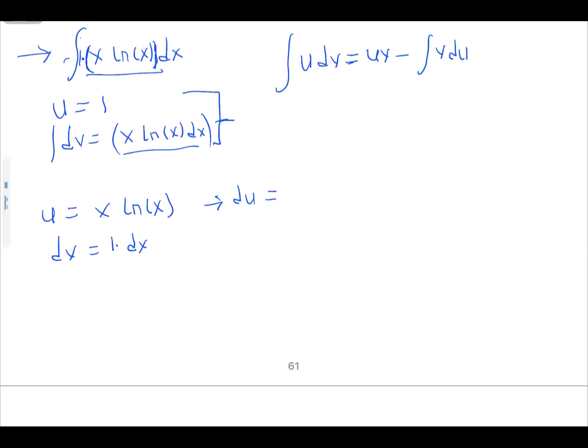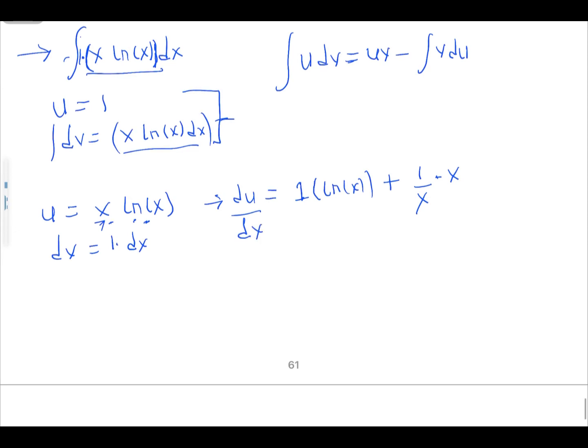and our du is equal to, now we need to apply the product rule, which is to differentiate this, multiply by this, and then differentiate this, multiply by this. So when we differentiate x, we get 1, and then 1 multiplied by ln x, ln x. Plus, when we differentiate ln x, we get 1 over x, then multiply by x.